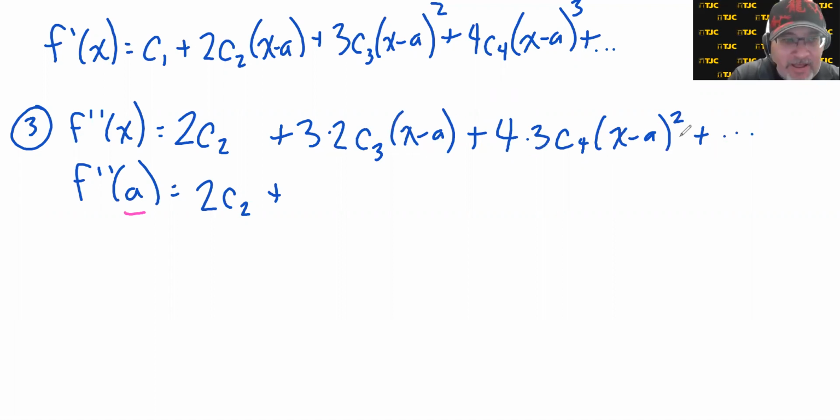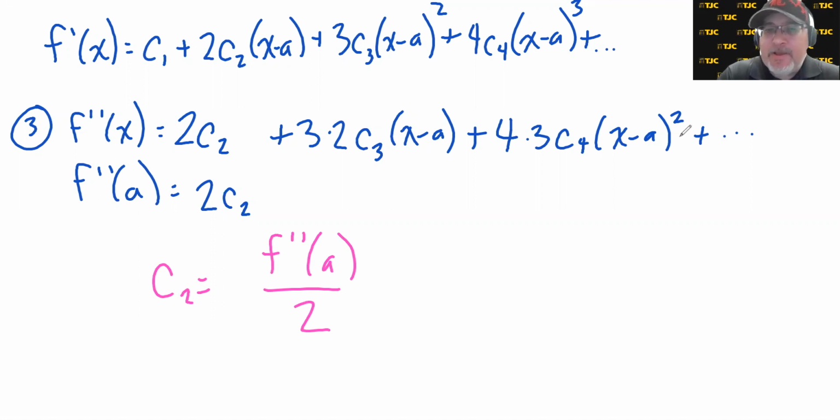So we really don't have to do a lot of figuring, because we already know that putting the center into the second derivative will equal 2c2. So if we want to solve for c2, we just have to divide both sides by 2. And therefore, we get that c2 is equal to the second derivative evaluated at the center over 2.